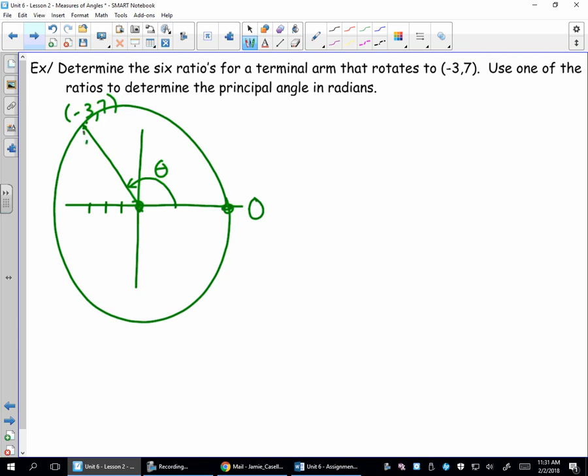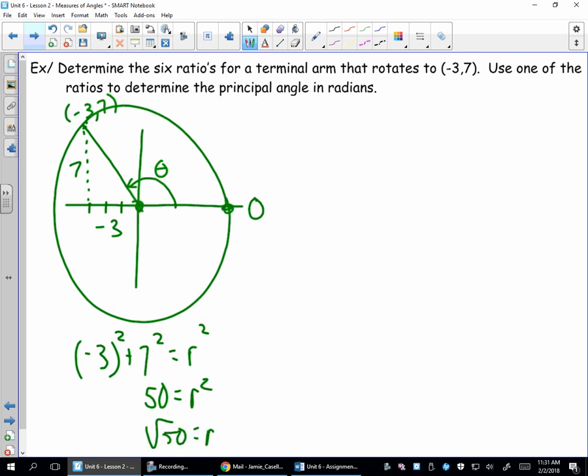Well, as you remember from last unit, or last course, there's your y value, there's your x value, and I can use x squared plus y squared equals r squared to find my r value. r will be root 50. Oh, sorry, root 58. That's not 50. 49 and 9. Root 58.